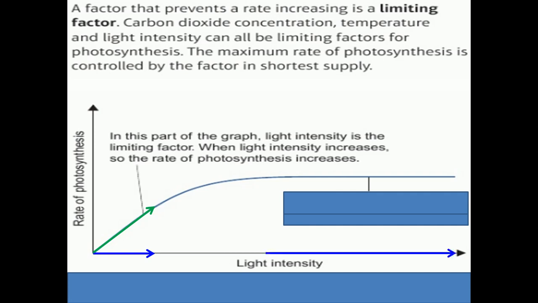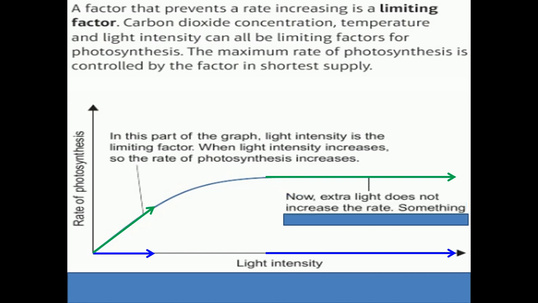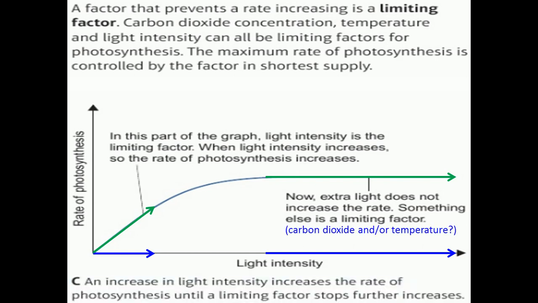However, at a very high light intensity, the rate of photosynthesis stays the same, and that is because one of the other factors is a limiting factor. So that could be carbon dioxide, and or it could be temperature. So an increase in light intensity increases the rate of photosynthesis until a limiting factor stops further increases.